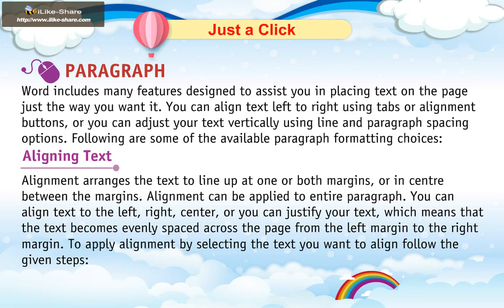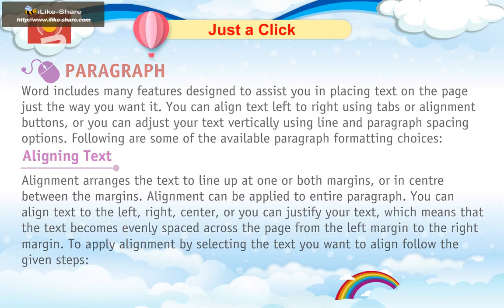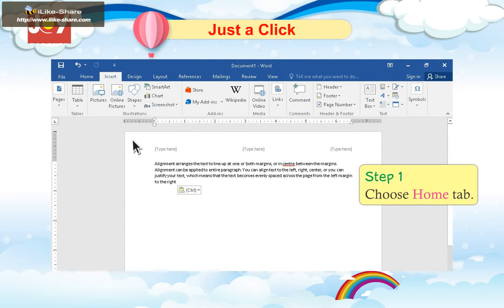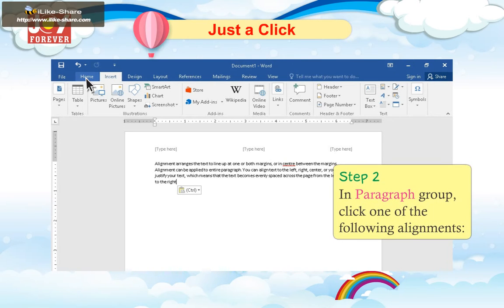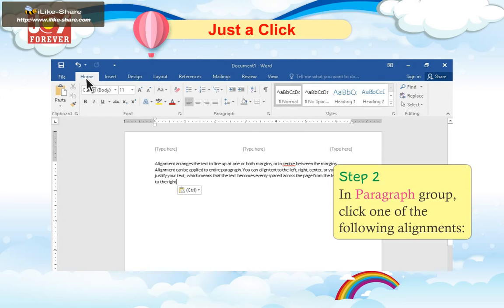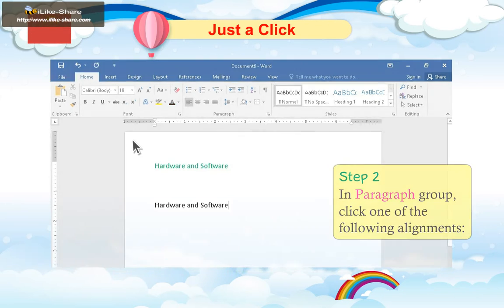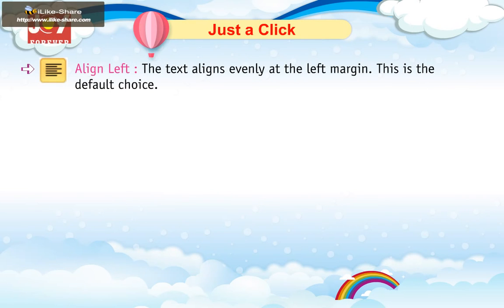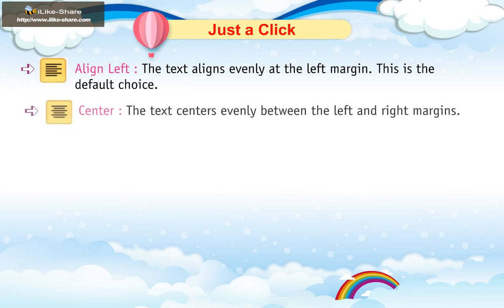To apply alignment by selecting the text you want to align, follow the given steps. Step 1. Choose Home tab. Step 2. In Paragraph Group, click one of the following alignments. Align left. The text aligns evenly at the left margin. This is the default choice.